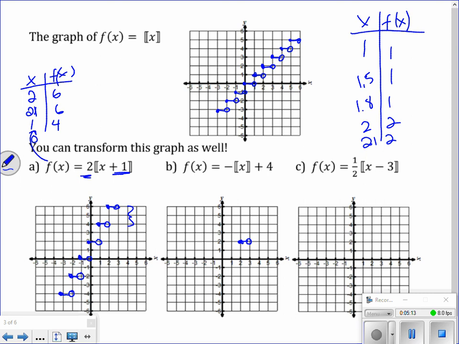So if I put a 3 in there, I get negative 3 plus 4, which is 1. So 3 is coming to 1. If I put 3.1, 3.2, 3.3, it's all going to go back down to 3, so I get negative 3 plus 4 is 1. So it stays at 1 until it gets to 4.